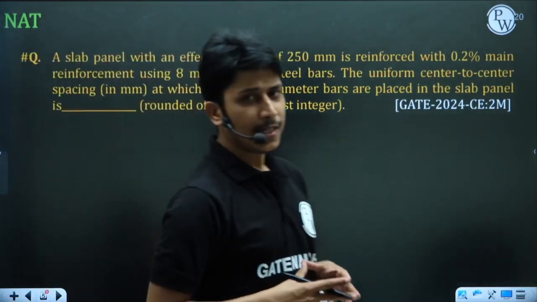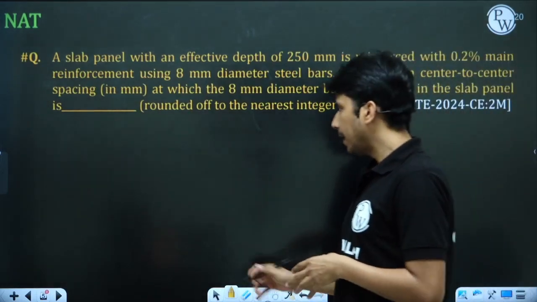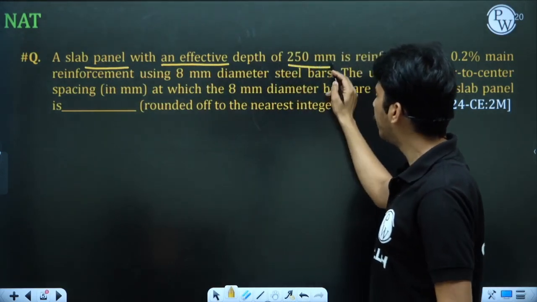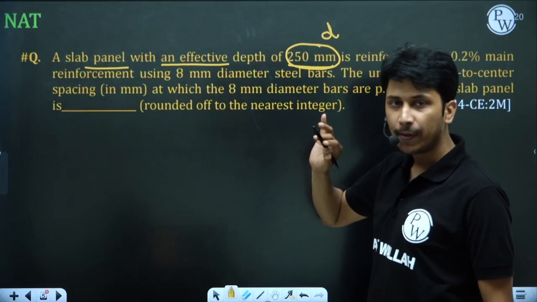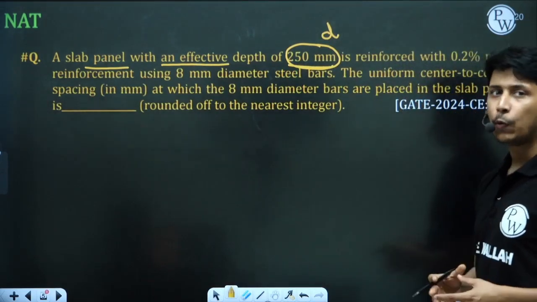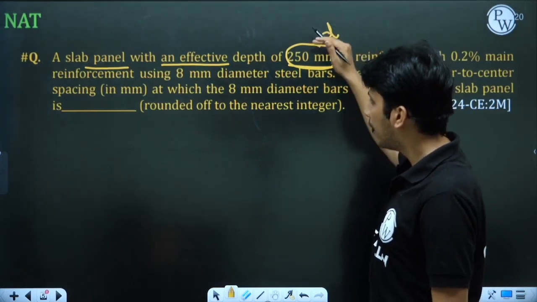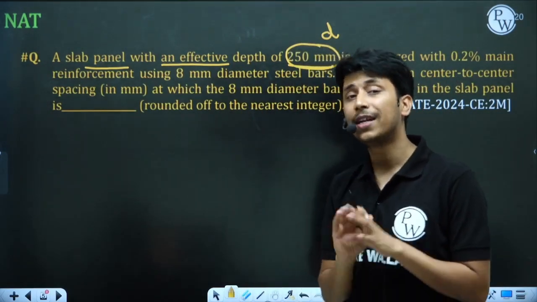So my dear students, let's see this question of GATE 2024. It is saying a slab panel with an effective depth of 250 mm. The effective depth, small d, is given, total depth is not given. So in questions where total depth is not given, we generally take effective depth nearly equal to total depth when the effective cover is not given, when the clear cover is not given.